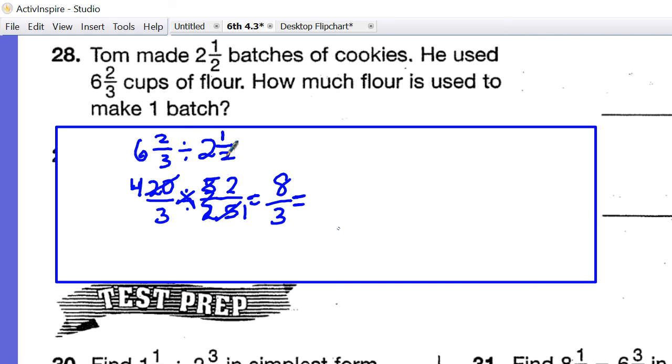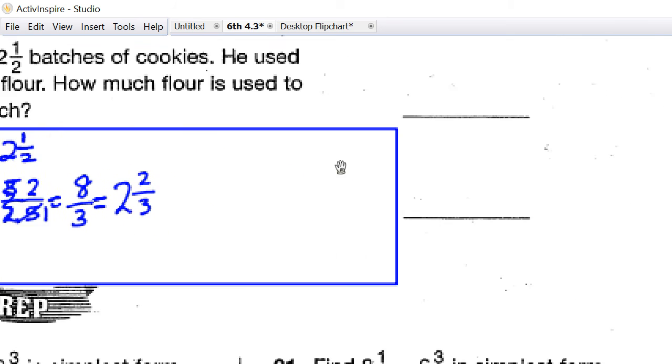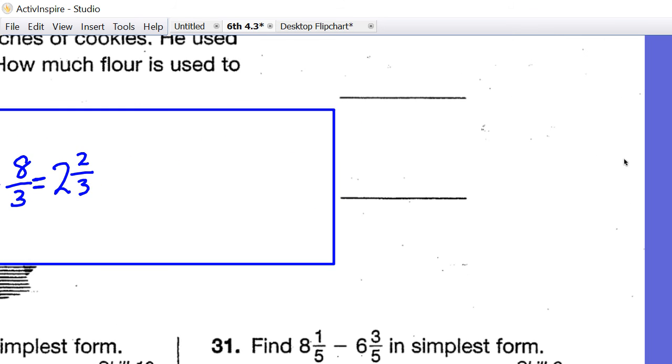8 thirds is the same as 3 goes into 8 2 whole times with 2 left over, 2 and 2 thirds. So the correct answer to number 28 is not only the number 2 and 2 thirds, but also the unit. It says how much flour, and we're talking about flour in cups. So the correct answer, I'll write it on the line, is 2 and 2 thirds cups of flour.